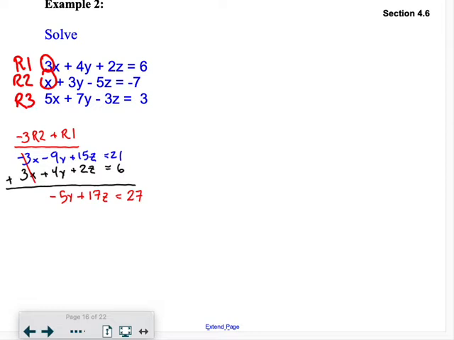sorry, where am I going here? Row 2 and row 3, that's where I wanted to focus, right? So I have a 1x and a 5x. I could easily make row 2 -5x by multiplying by -5. I'm going to do that. So what I'm going to do is say -5 times row 2 plus row 3, and then I'll get started here, right?